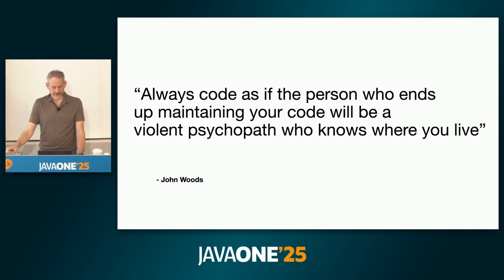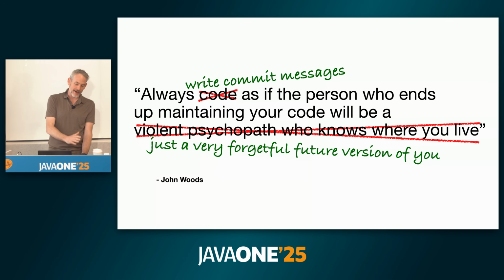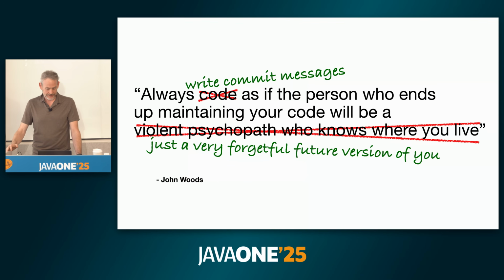The reason you want to do that is, I like this quote that says, always code as if the person who ends up maintaining your code will be a psychopath who knows where you live. Lots of people have said that quote before. I sort of adapt it to commit messages. Always write your commit messages as if the person maintaining your code will be a super forgetful version of you. Because having done this job for about 10 years, I'm amazed sometimes when I go back to code and think, what idiot wrote this, and I discover it was me. And good commit messages really do make a difference.